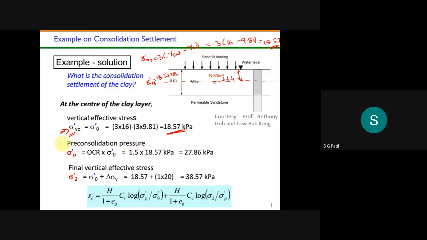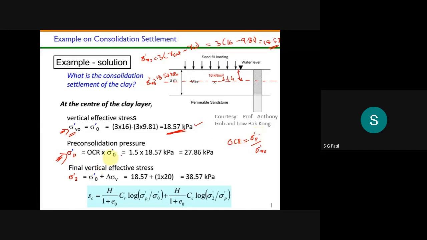Okay, now see, once I got my initial vertical stress, now I have to check what is my pre-consolidation stress, because this is the key factor here. Based on my pre-consolidation stress, I can decide whether this will be my case 1 or case 2. Okay, so let us calculate the pre-consolidation stress. What is OCR after all? OCR is nothing but my pre-consolidation stress divided by my initial vertical stress.